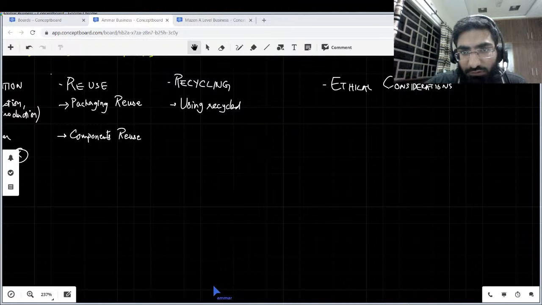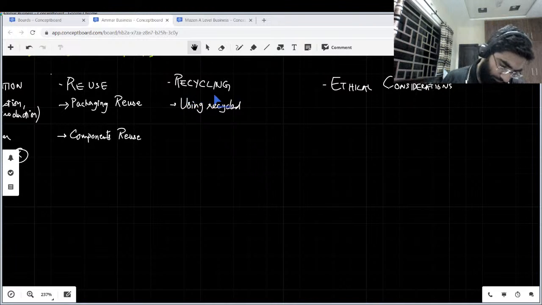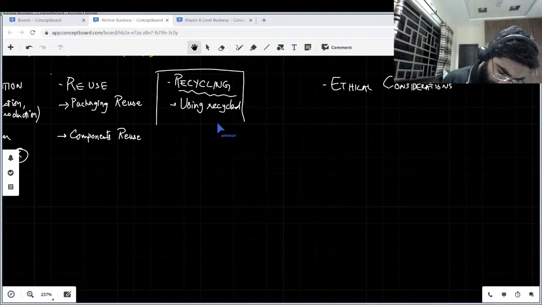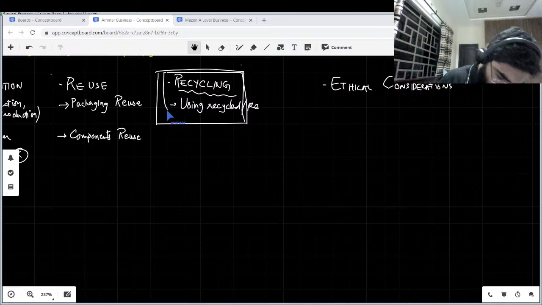Okay, so if you are designing for recycling, you would be using recycled slash recyclable material.